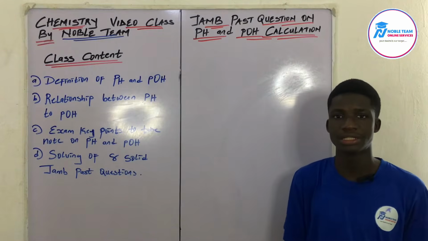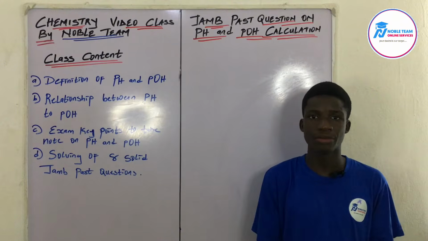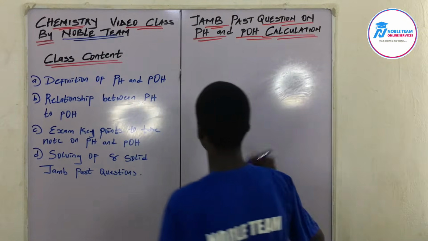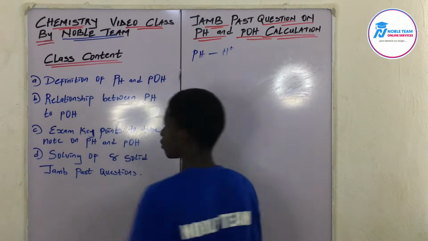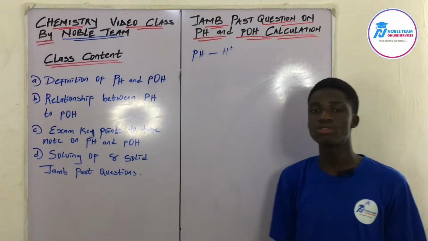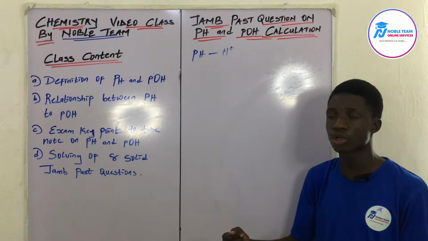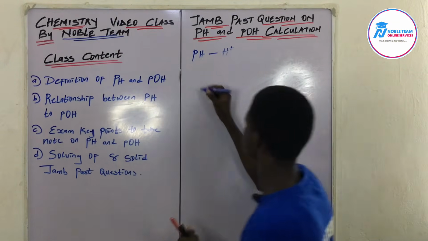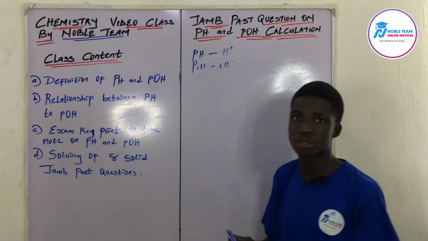Once you talk about pH, it simply means the scale used to determine hydrogen ion concentration in a solution. Once you hear pH, this is what I want you to take note of: they are talking about hydrogen ions. Now, what is pOH? pOH is a scale used to determine the hydroxide ions in a solution. pH is H plus, which is hydrogen ions. Once you hear pOH, they are simply talking about OH minus, which is hydroxide ion.